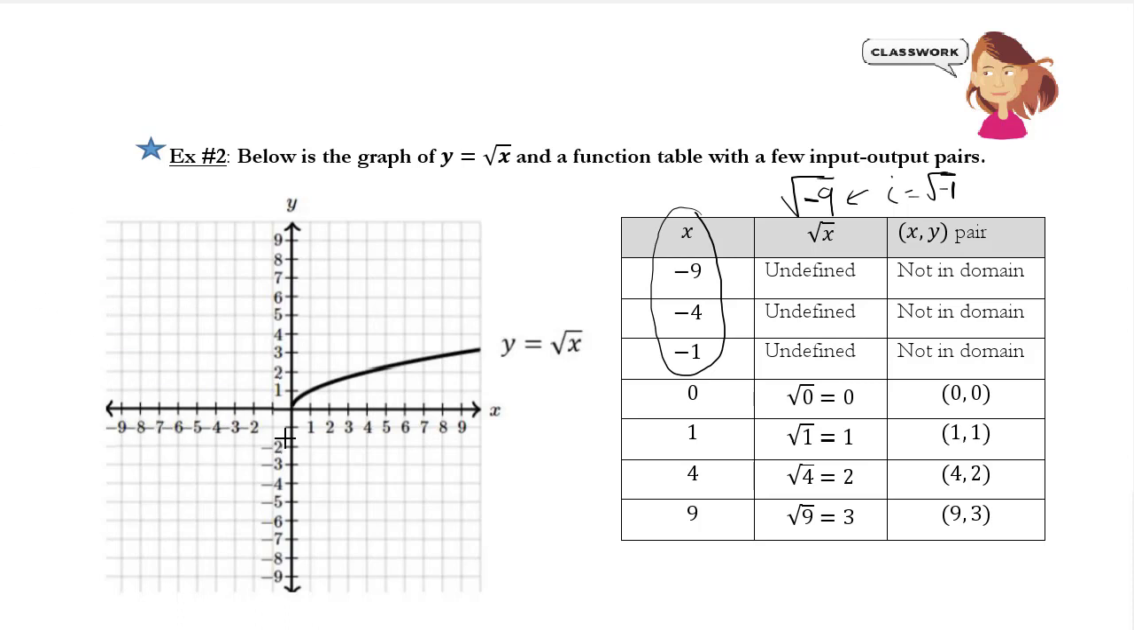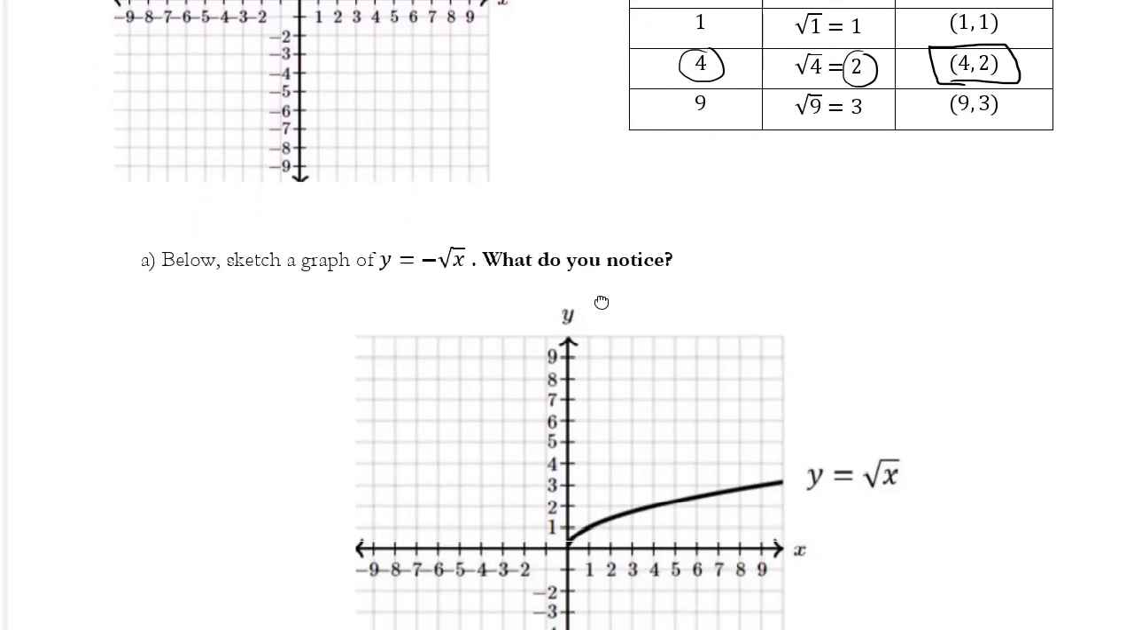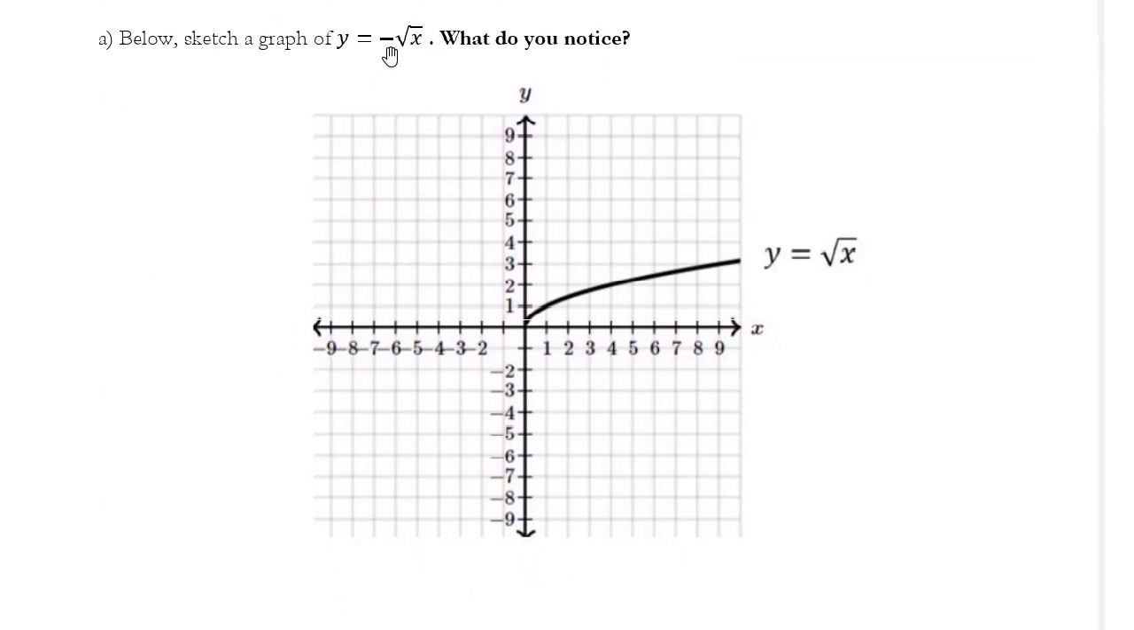And then, just like any old function, we have an input, we have an output. From that input-output, we can find an xy point that's on the graph, and there's that point. So let's keep going. This next question is asking us to take our parent graph of y equals root x and sketch a graph of y equals negative root x. And what would that do?